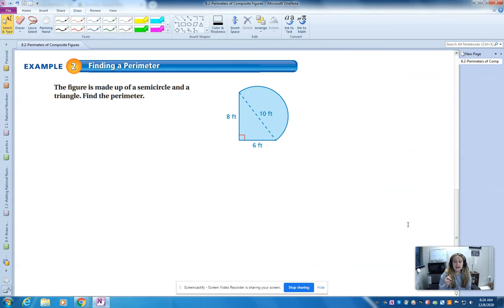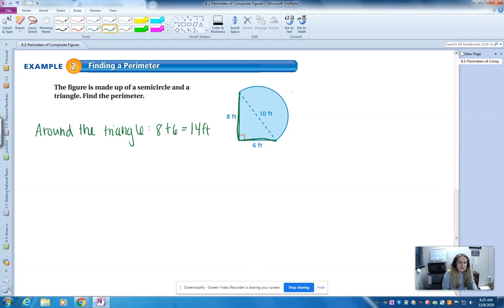Okay, let's keep scrolling. So, finding a perimeter. You're also going to have homework assignments that don't have grid paper, so you're going to have to actually figure it out using math. This figure is made up of a semicircle and a triangle. Let's notice what we have so far. Around the triangle, so from here to here, I'm going to keep track of it over here, really organized. Around the triangle, I have 8 plus 6, okay? That's going to give me 14 feet. That's the perimeter around this triangle.